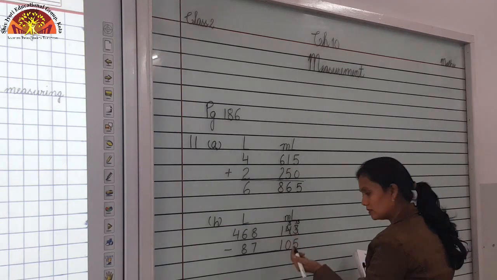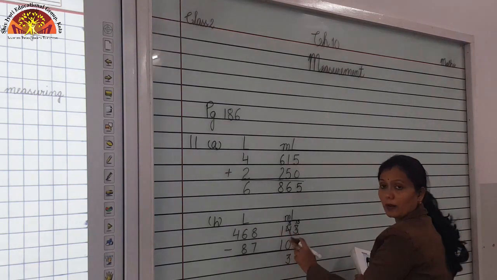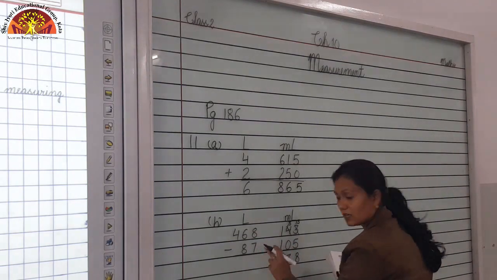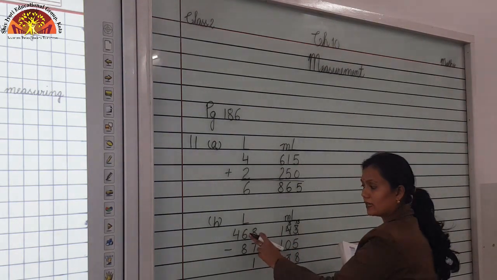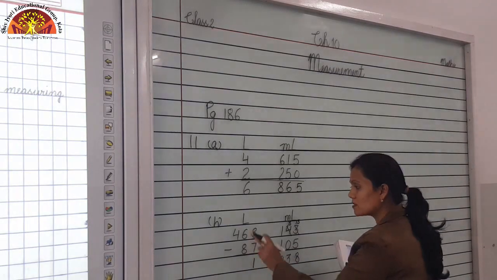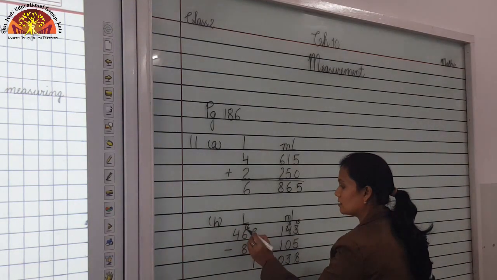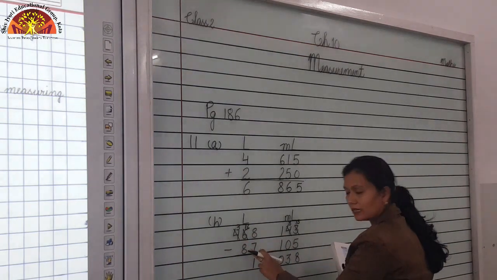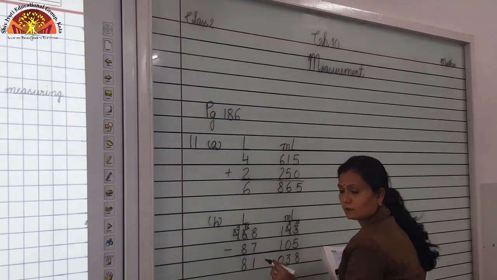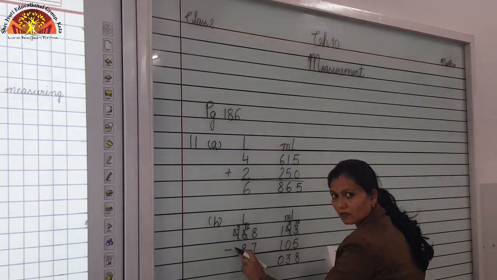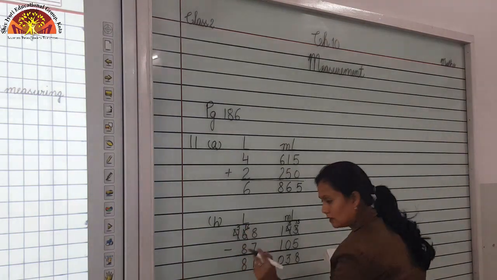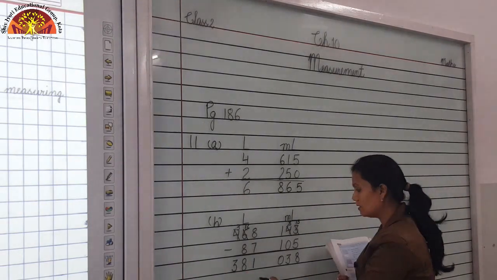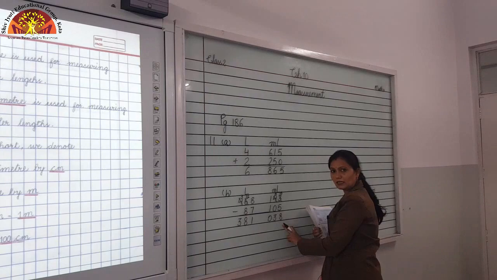3 minus 0 is 3. 1 minus 1 is 0. 8 minus 7 is 1. Again it is not possible to subtract 8 from 6, so we will borrow 1 from here. This 6 becomes 16 and 4 becomes 3. Now 16 minus 8 is 8. No number is here to subtract, so we will copy this as it is, 3. So our answer is 381 liter and 38 milliliter, right?